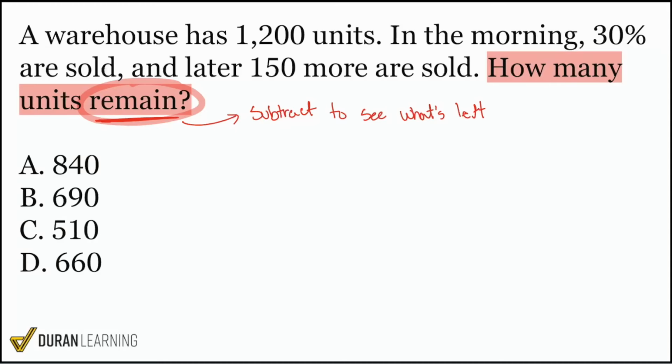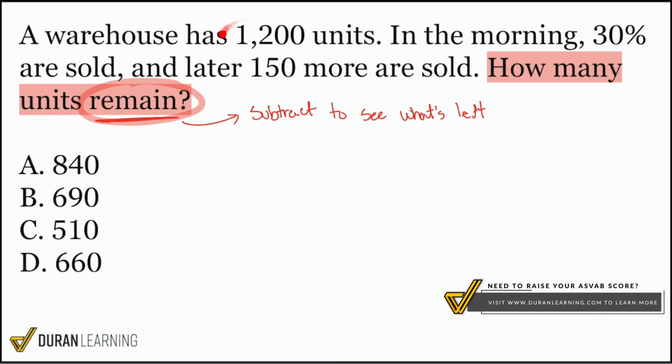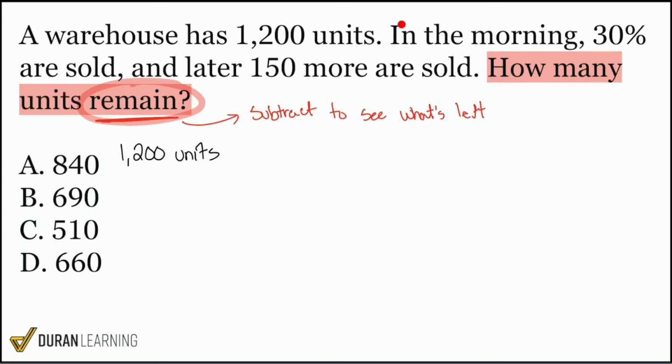So when we consider the information, again, take it nice and slow, bit by bit here, we see that it says a warehouse has 1,200 units. Okay, we start with 1,200 units, and then it says in the morning, 30% are sold. Okay, so 30% sold in the morning. And then it says later 150 more are sold. Okay, so then 150 more are sold.